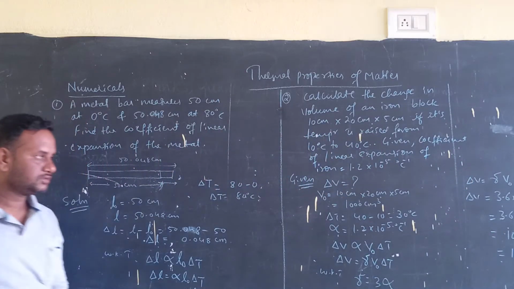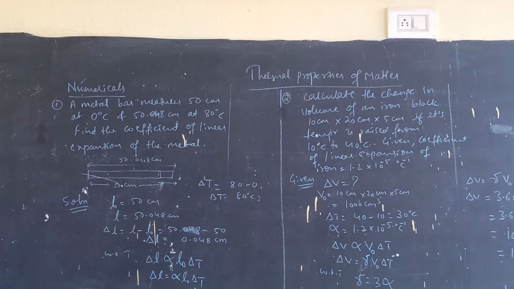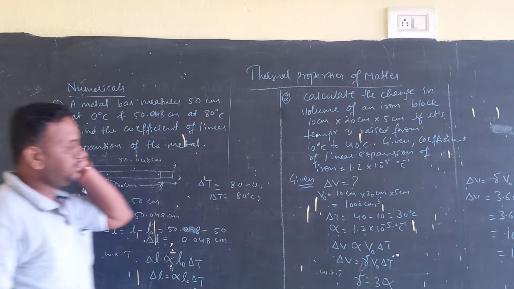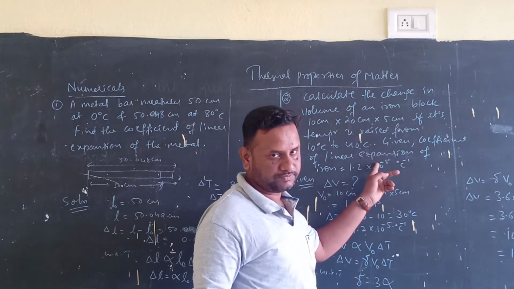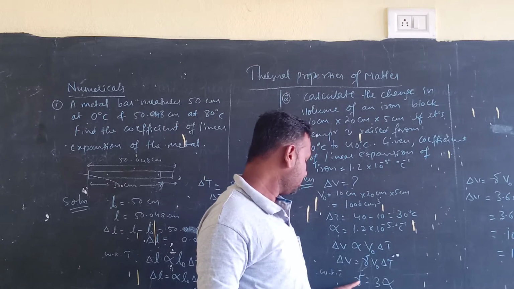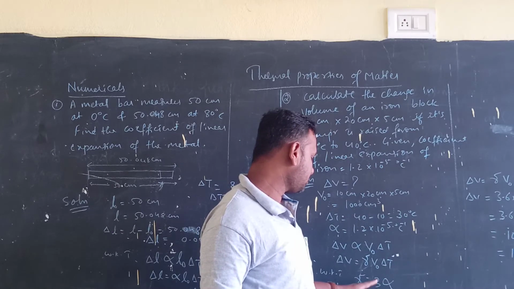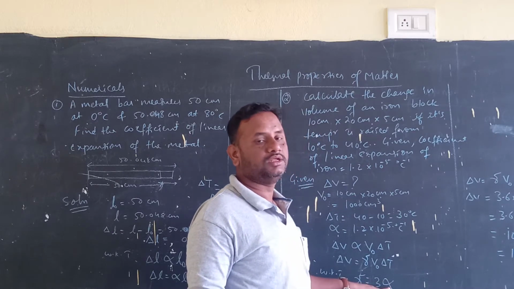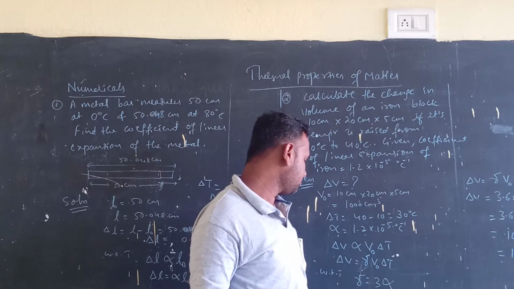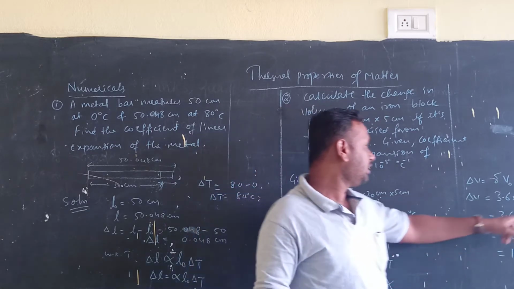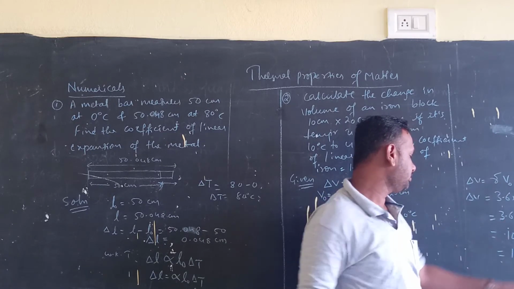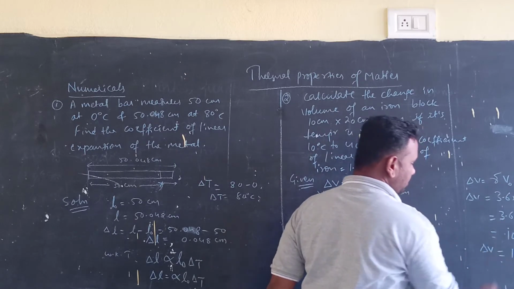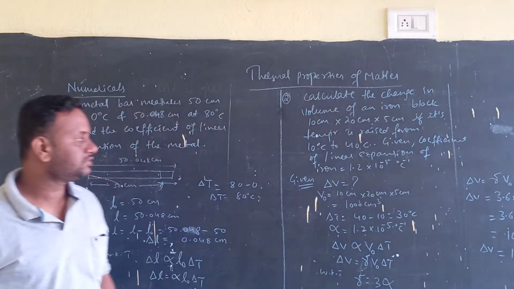Okay, so just to move on. He has given the coefficient of linear expansion. You should remember this one: always gamma is equal to thrice the coefficient of linear expansion. So we have calculated the gamma value, and here we have substituted. Now we got 1.08 cubic centimeter as the change in volume. Okay. Next we move on towards the third question.